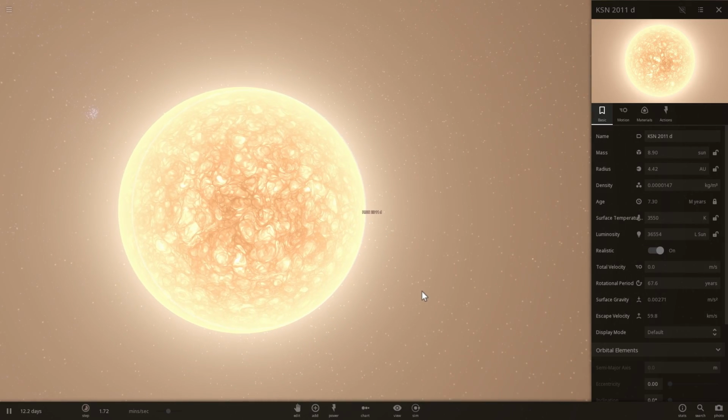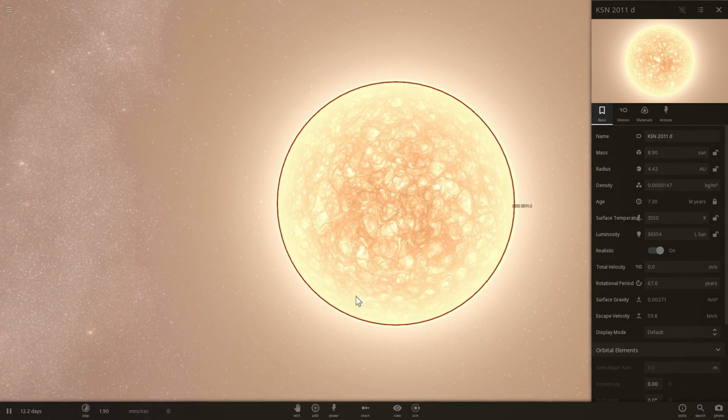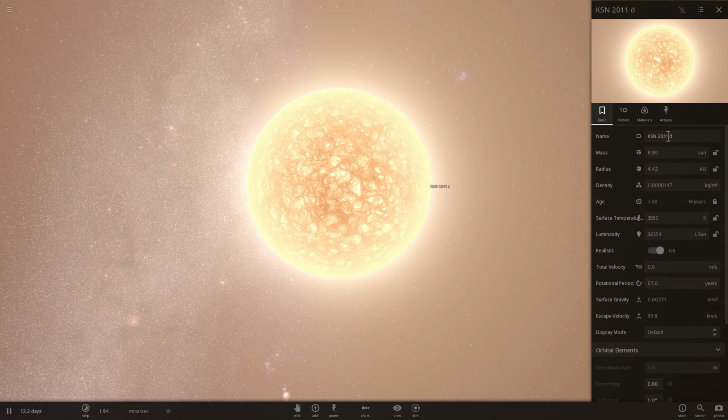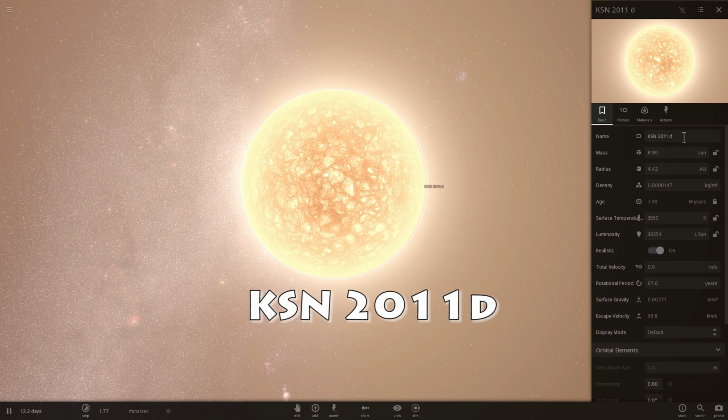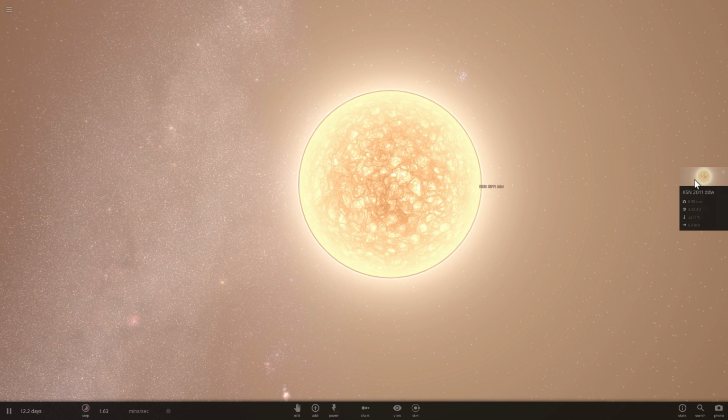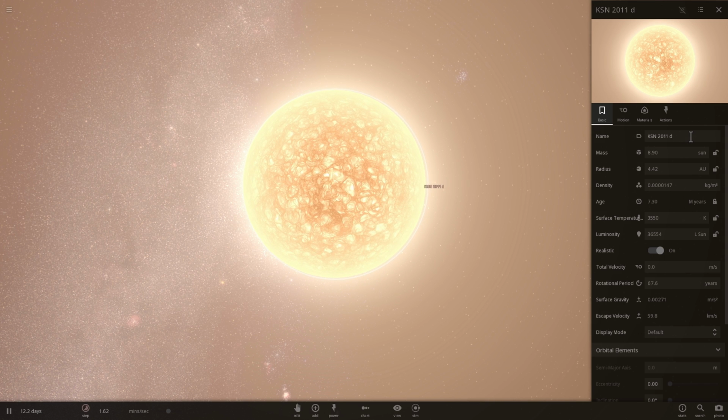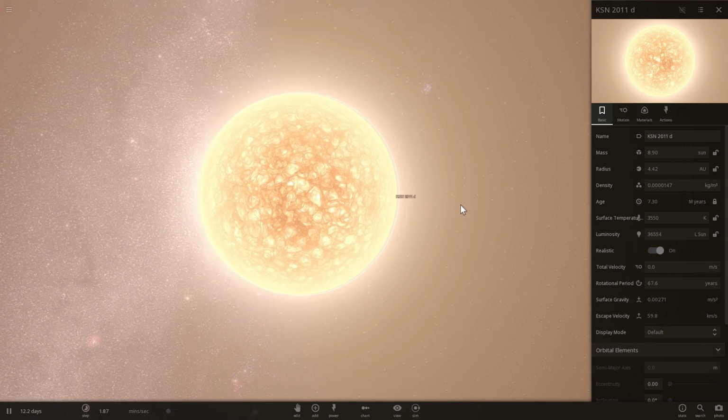And so to try to simulate this particular supernova, I decided I'm going to take Betelgeuse and convert it to a star known as KSN 2011D. This is essentially what this star may have looked like. Oops, I accidentally renamed it. What it may look like in real life.